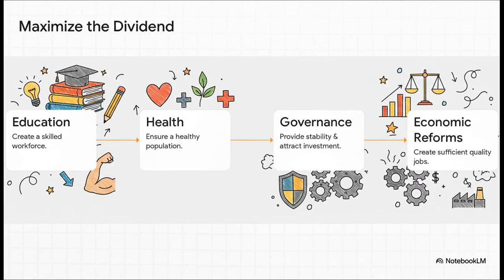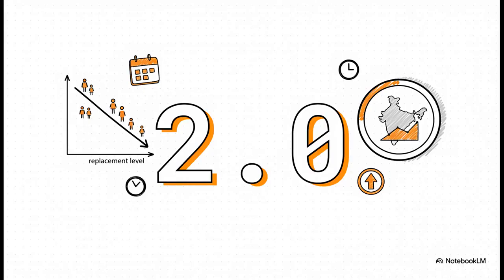But, and this is a huge but, this dividend is not automatic. It's not a guarantee. In fact, it can turn into a demographic disaster if you have a massive young population that is uneducated, unhealthy, and can't find jobs. So to actually cash in on this dividend, you need these 4 pillars to be strong: education, health, stable governance, and, critically, economic policies that create enough good quality jobs. Now this number, this is an absolute game changer.